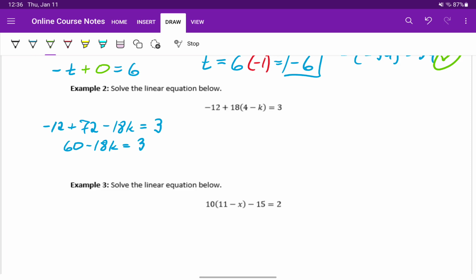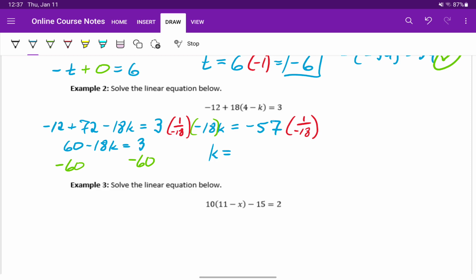From here, we'll look at collecting those like terms on the same side. So we'll subtract 60 from both sides to give us minus 18k is equal to -57. Once we have that variable term isolated, we'll look at that coefficient, which in this case is -18, and multiply both sides by -1/18, or 1/-18, which is the same thing. On the left-hand side, those coefficients will cancel out, leaving us with k is equal to -57 over -18. Those two negatives will cancel, leaving us with 57/18, which we could plug into a calculator and round to approximately 3.1667.